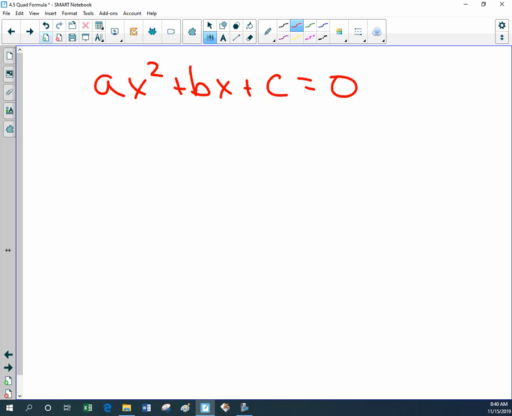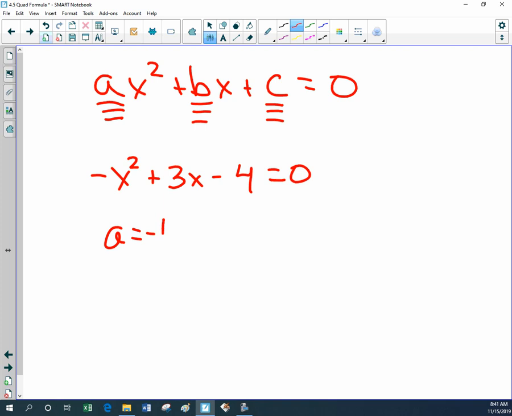So if we have an equation in standard form, the number in front of x squared is a, the number in front of x is b, and then the constant is c. So if we had negative x squared plus 3x minus 4 equals 0, what would the value of a be? A is negative 1, b is 3, and c is negative 4. All right?